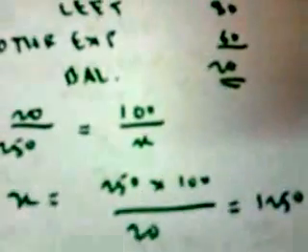Let's go to the next question. A machine depreciates at 16% per annum and a new machine costs rupees 62,500. Find the value of the machine after 3 years.